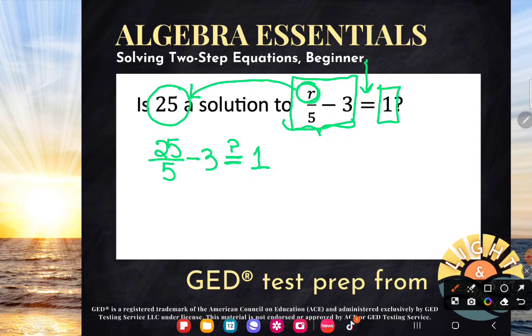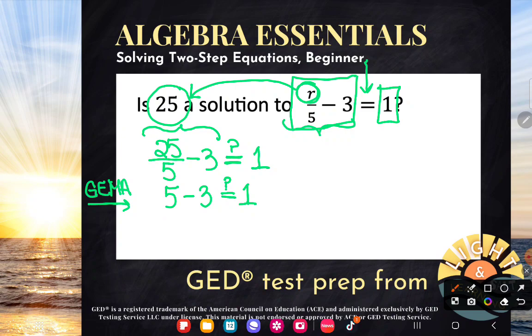I don't know. In order to figure it out, well, I need to simplify this, okay? I need to perform the indicated operations. So when we're simplifying, make sure you follow the order of operations, doing multiplication and division before addition and subtraction. So I'll do 25 divided by 5. That's 5. I'll drop down whatever I haven't used. I haven't used minus 3. And what I'm trying to do is figure out if this left-hand side is equal to 1. Okay, let's keep going here.